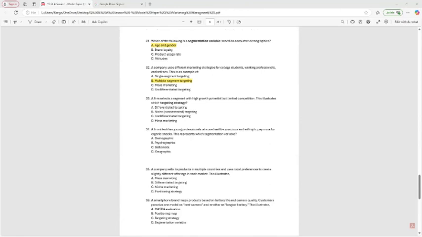So what is the targeting strategy? Differentiation targeting means different strategies for different segments. Different strategies for different segments. Undifferentiated means mass marketing. Mass marketing means one strategy for the whole market. It's a big market. But here we are going to talk about a narrow market, not a big market.